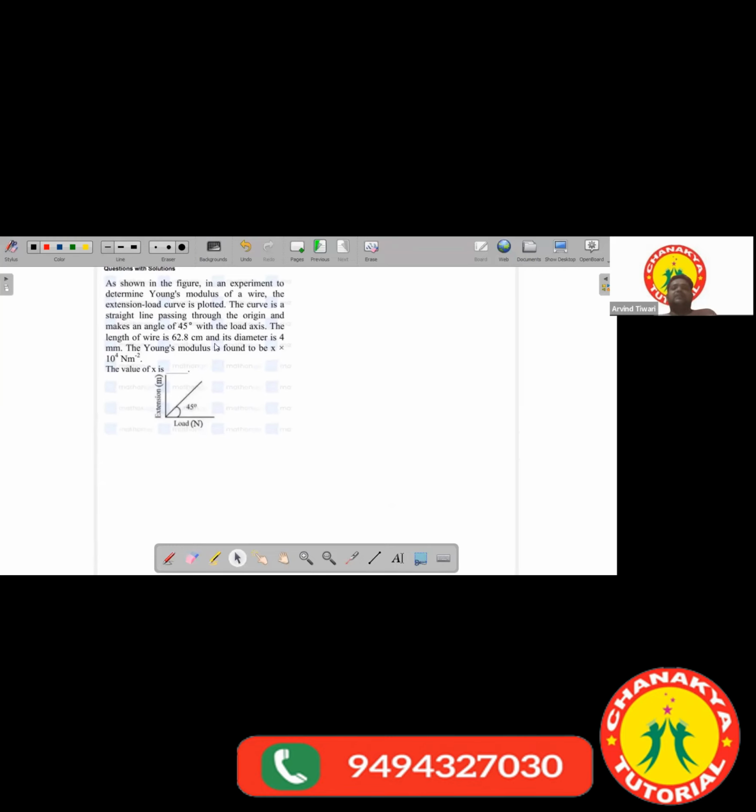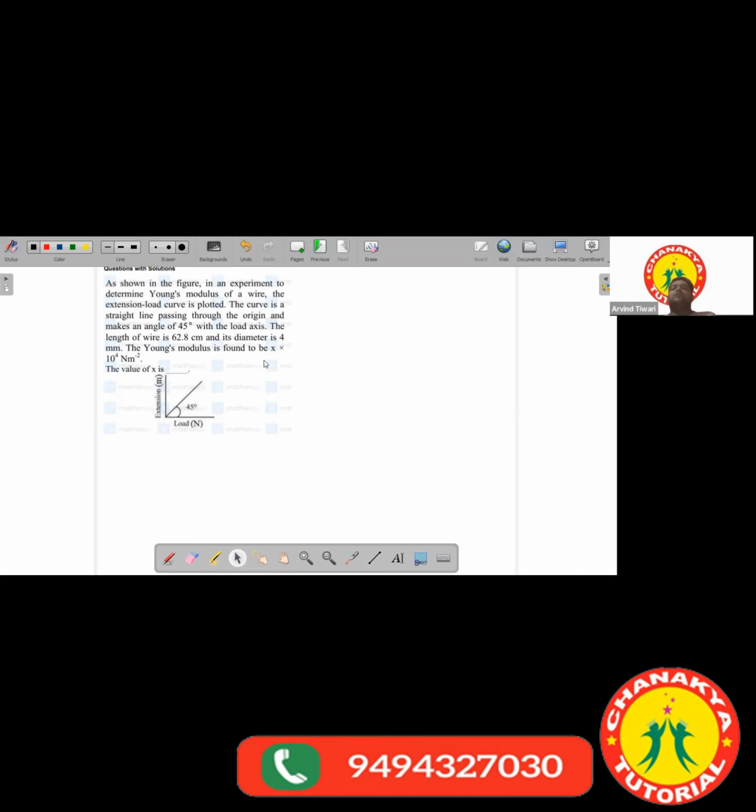As shown in the figure, in an experiment to determine the Young's modulus of a wire, the extension and load curve is plotted. The curve is a straight line passing through the origin and makes an angle of 45 degrees with the load axis. The length of the wire is 62.8 centimeter and its diameter is 4 mm. The Young's modulus is found to be x multiplied by 10 to the power minus 4 Newton per meter square. The value of x is? So you have to find the value of x.